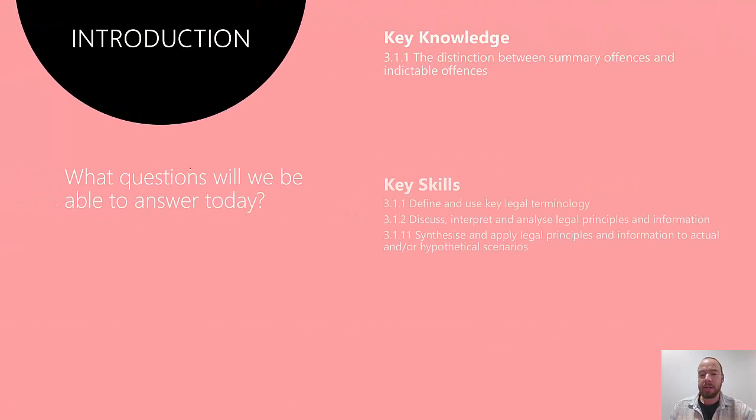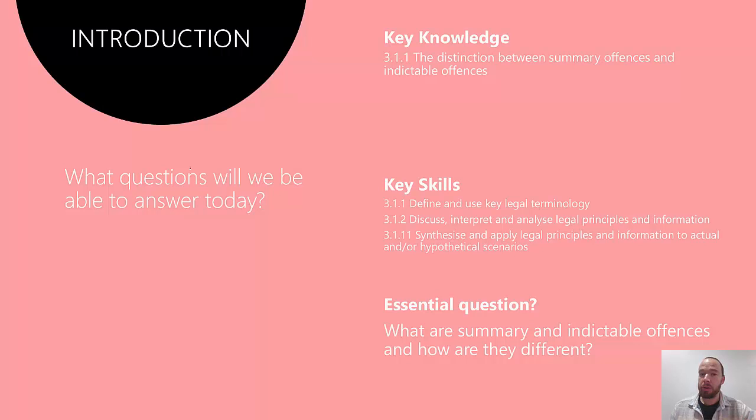So today, as I said, we are covering off the first bit of knowledge in this new study design. So 3.1.1, for those watching for the first time, that means Unit 3, Area of Study 1, Key Knowledge Point 1. And today that is the distinction between summary offences and indictable offences. So the old study design was at 3.1.2, pulled up to 1 as its own dot point this time around. What essential question are we going to be able to answer at the end of this video?